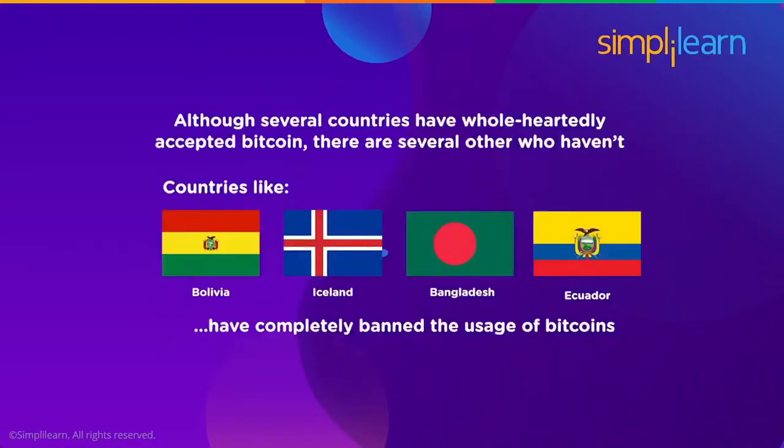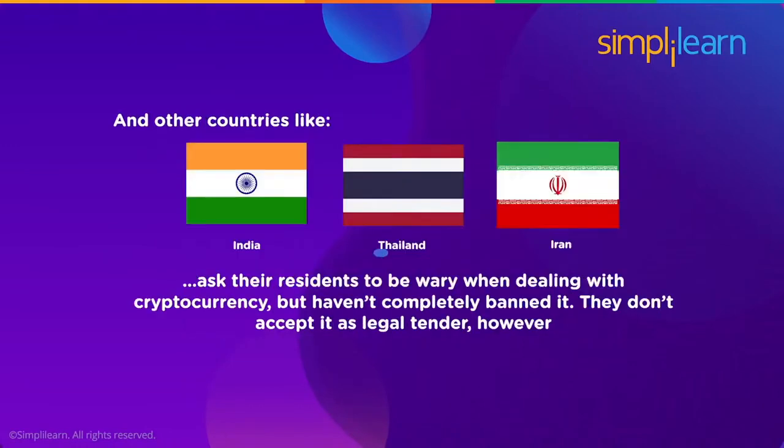Bitcoin ban. Now, although several countries around the world, like Canada and America, have wholeheartedly accepted Bitcoin, there are some that haven't. Countries like Bolivia, Iceland, Bangladesh, and Ecuador have completely banned the usage of Bitcoins. There are also countries like India, Thailand, and Iran who ask their residents to be careful while using cryptocurrencies. They haven't completely banned it, however.